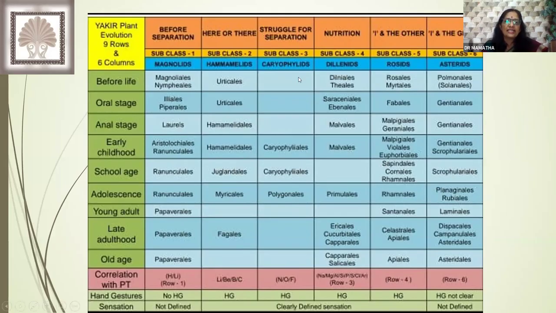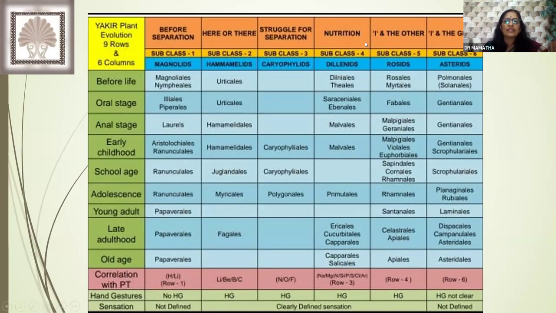So subclass 3 of plants are called karyophyllids. In karyophyllids, at least we don't know any family in the womb stage or anal stage. In early childhood you will find karyophyllids, and in school age again it's covered by karyophyllids, and adolescence is covered by polygonales. This stage of development of subclass 3 corresponds with nitrogen, oxygen and fluorine of the periodic table. So the left hand side, the lithium or beryllium series, corresponds with the second subclass, whereas the right hand side, nitrogen, oxygen, fluorine, corresponds with subclass 3 of the plant table.